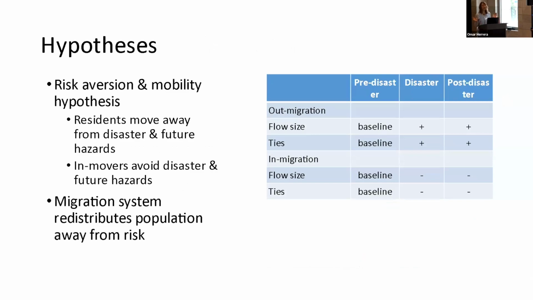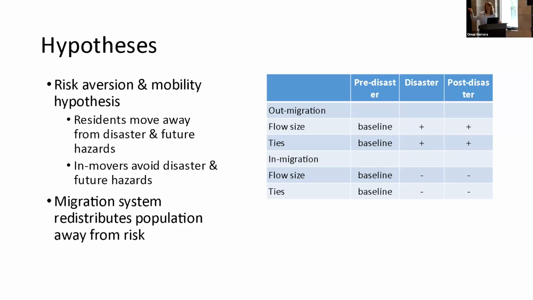So we have two hypotheses in this research project that I'm presenting today. And the first would be the mobility hypothesis, which in a managed retreat framework, we might interpret as risk aversion. And what we would see in the model, and we're estimating quantitative models, which I'll describe in a minute, is that relative to the baseline pre-disaster period, we would expect to see increases in the number of ties to other counties relative to the focal county, to the disaster affected counties in the disaster year, and then also elevated ties and flows in the post-disaster year.